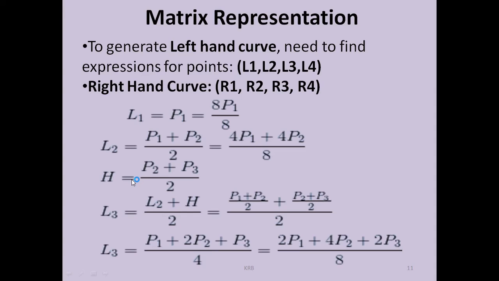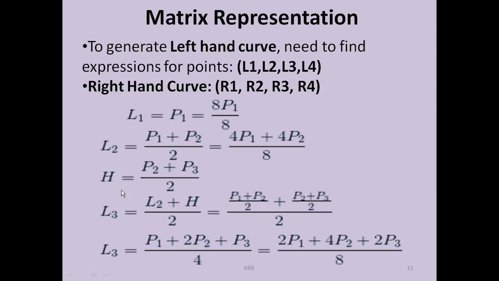Then similarly, H is the midpoint of points P2 and P3, that's why we have written this expression. Similarly, L3 is the midpoint of line L2 and H, that's why L2 plus H divided by 2, where L2 is the midpoint of P1 and P2, so P1 plus P2 divided by 2, and H is the midpoint of P2, P3, so P2 plus P3 divided by 2. After some conversions we get L3 as 2P1 plus 4P2 plus 2P3 divided by 8. Here we can see that all the L values have the denominator 8, that's why we are converting the expressions such that the denominator becomes 8.